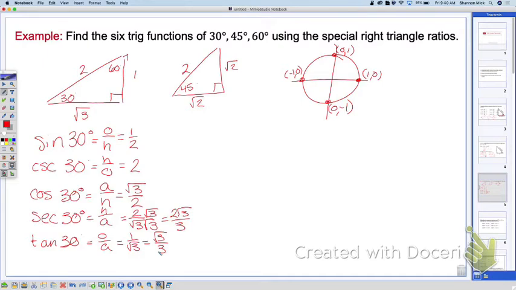Now cotangent is adjacent over opposite, correct? Yes. So it's going to be square root of 3 over 1, which is square root of 3.